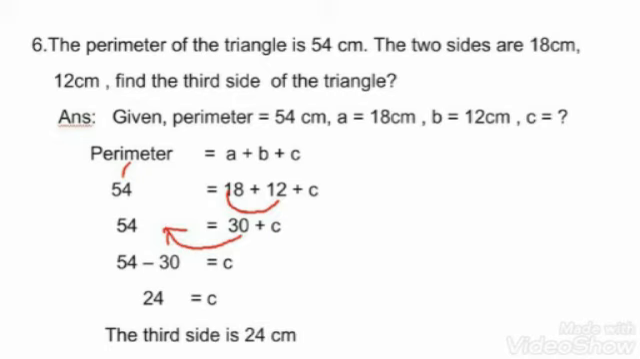Okay. Perimeter is equal to A plus B plus C. So perimeter is given 54. So you write 54 on the left side. On the right side 18 plus 12 plus C. So add 18 plus 12, that is equal to 30 plus C. So 30 should go to the left side. So 54 minus 30 is equal to C. Therefore 24 is equal to C. Therefore the third side is 24 centimeter. Okay, when it is addition, it goes to the left side as minus 30.